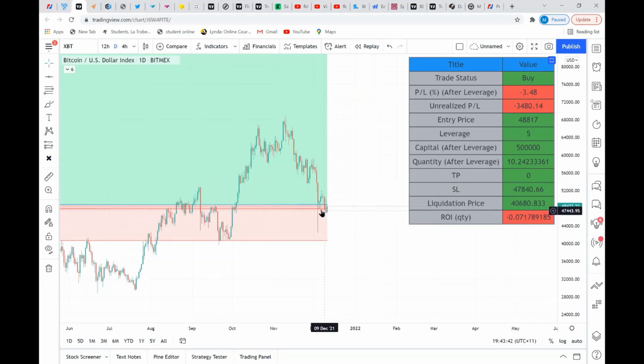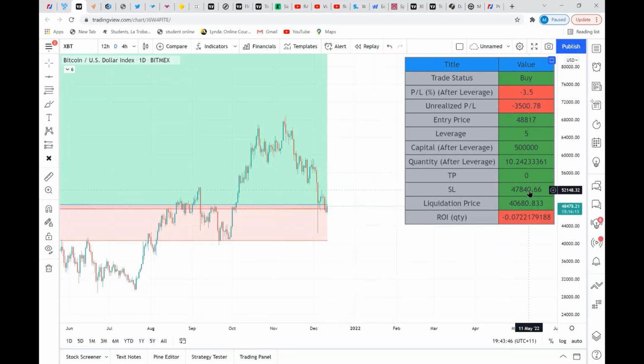Our stop loss, which is this red line right here, which we had set at 10%, is now 47,840. And then our liquidation price is at 40,680, which is down here at this red line. The rate of return on investment in this current mock trade is minus 0.0672 Bitcoin on this trade.